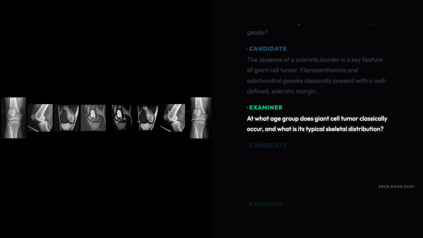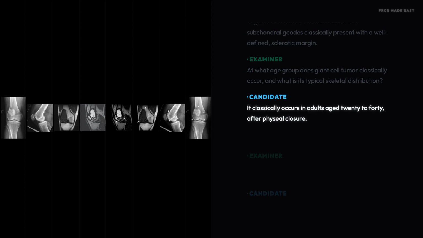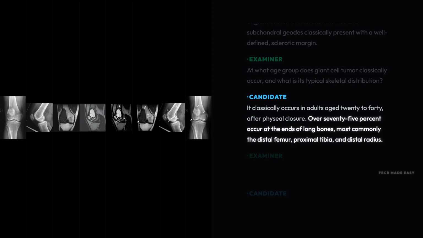At what age group does giant cell tumor classically occur, and what is its typical skeletal distribution? It classically occurs in adults aged 20 to 40 after physeal closure. Over 75% occur at the ends of long bones, most commonly the distal femur, proximal tibia, and distal radius.